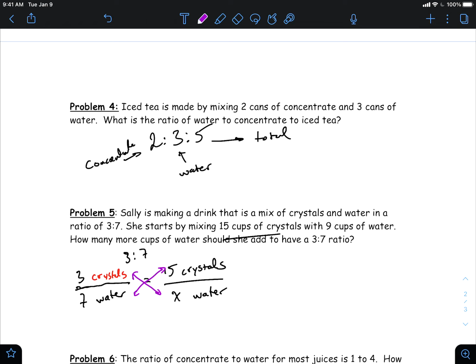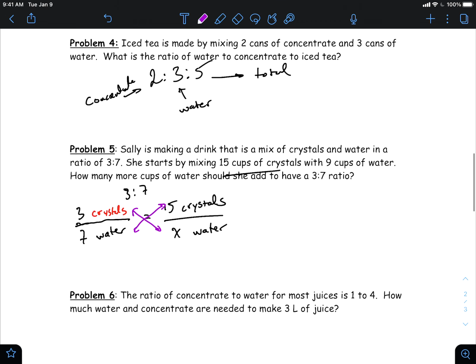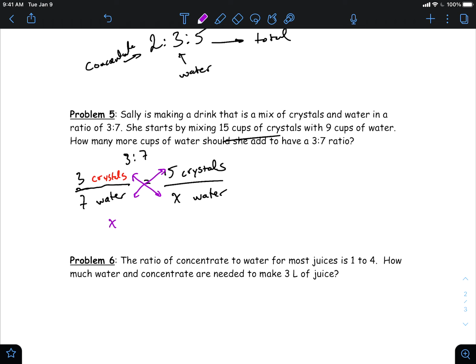And I'm purposely writing the units here so that everybody sees what happens, right? So I'm going to get X amount of water multiplied by 3 crystals. And that has to equal 7 waters times 5 crystals.